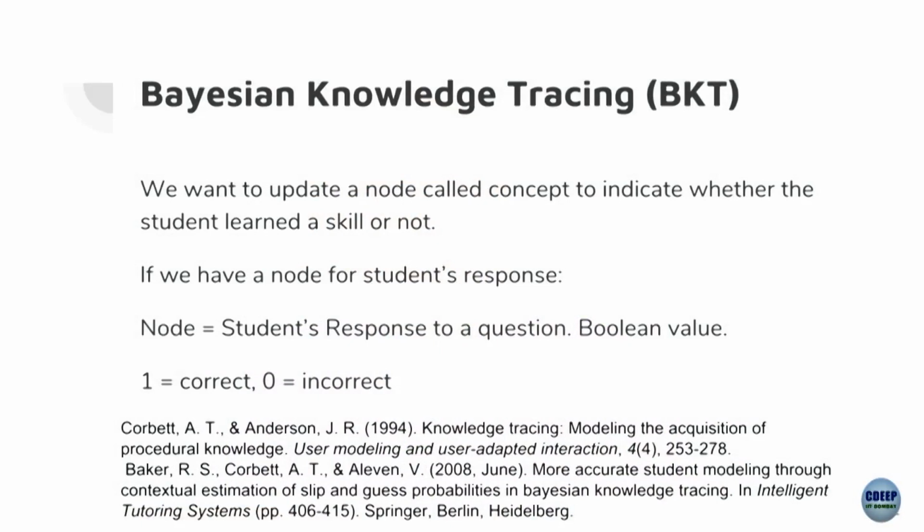So we want to update a node called concept to indicate whether the student learned a skill or not. In that particular thing, I want to update it based on some answer. If we have a node for the student's response, forget that previous example, consider a new example. If you have only one node for student response and the student response is a Boolean value, okay. For each concept there is a question asked, there is a response to the question. The question is yes or no, he answered correctly or not correctly, 1 or 0.